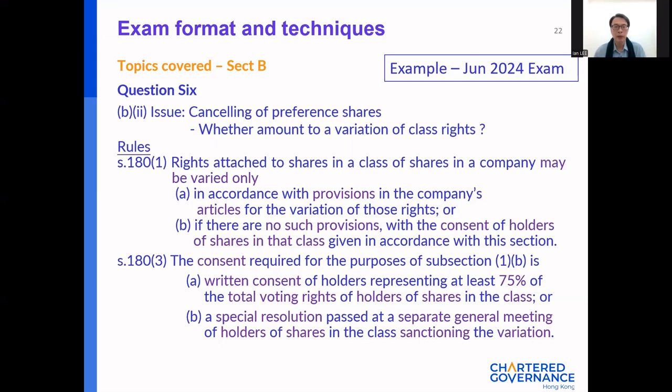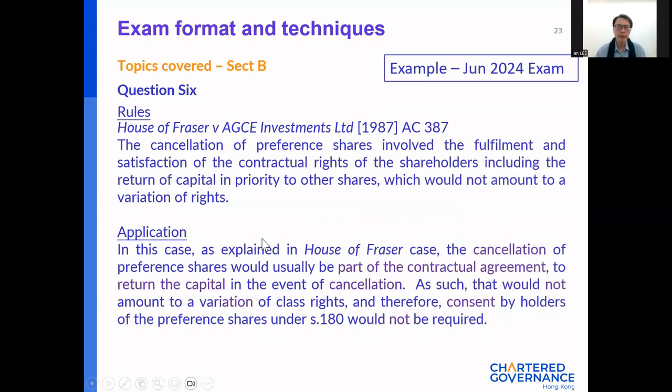The relevant rule for variation of class rights is Section 180. Rights attached to shares in a class of shares in a company may be varied only in accordance with provisions in the company's articles, or if there are no such provisions, with the consent of holders of shares in that class. The consent required is a written consent representing at least 75% of the total voting rights of holders of shares in the class, or a special resolution passed at a separate meeting of the holders of the shares in the class, sanctioning the variation. The court case you may want to look at is the House of Fraser case.